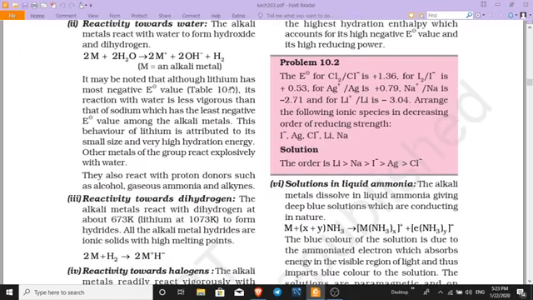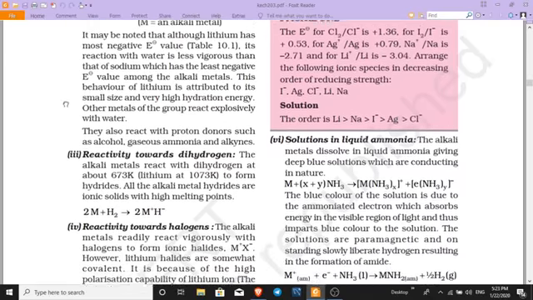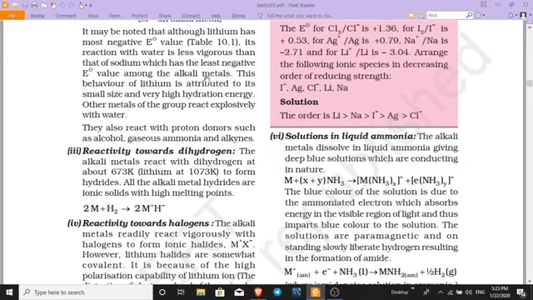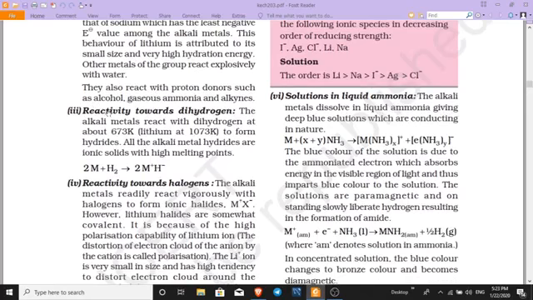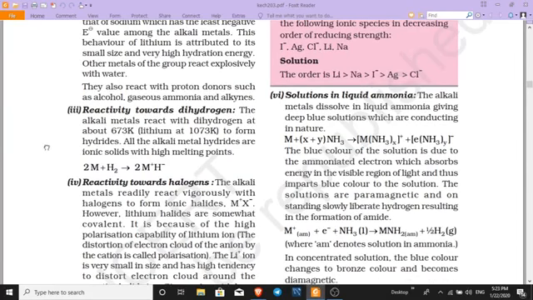It may be noted that although lithium has the most negative value, its reaction with water is less vigorous than that of sodium, which has the least negative value among the alkali metals. This behavior of lithium is attributed to its small size and very high hydration energy. Other metals of the group react explosively with water. They also react with proton donors such as alcohol, gaseous ammonia and alkyne.